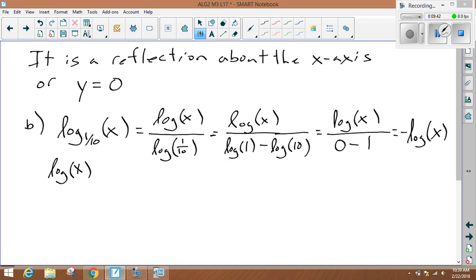Just like, right, if I had f of x equal to x squared and g of x equal to negative x squared, this is a reflection, right?